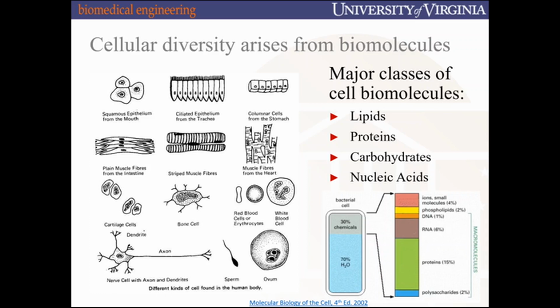The remaining 30% of material are broken down as follows: 4% for ions and small molecules, which we're not going to really focus on today, 2% for phospholipids, the major class of lipids in our cell membranes, followed by 1% DNA and 6% RNA, so 7% total for nucleic acids. Proteins are at 15%. You can also think of this as 50% of the dry mass of the cell. And finally, we have 2% polysaccharides, the major form of carbohydrates in our cells. So that gives you the average makeup of a cell.